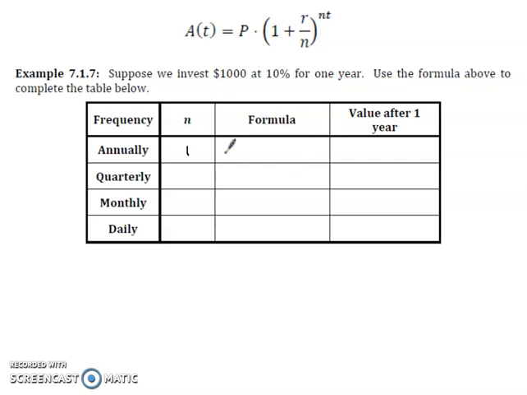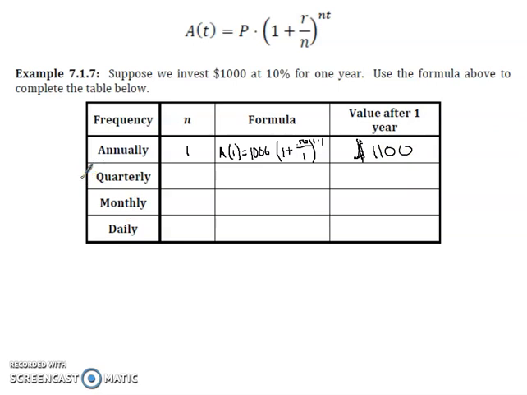The formula then is going to be the amount in my bank account after 1 year would be equal to $1,000, that's my starting amount, times 1 plus 10%, so 0.10, over 1. And then my exponent, I'm compounding one time a year, and the time that's passing is 1 year. Simplifying and multiplying all of this out, I see that I will have $1,100 in my bank account at the end of the year.